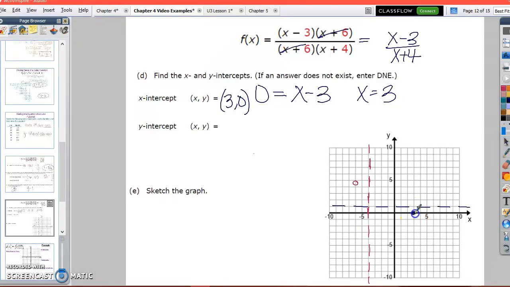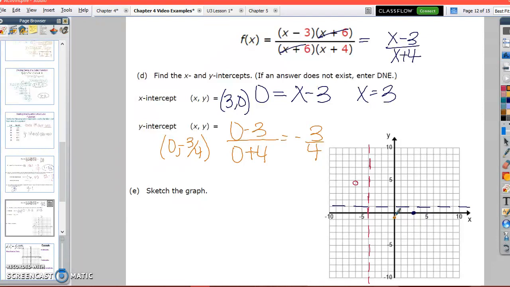Now that we have our x-intercept, our last thing to find is going to be our y-intercept. And to do that, I'm going to plug 0 in for our x values. So I'll have 0 minus 3 over 0 plus 4, which will give me a -3/4. Written as a point, we would write this as 0, -3/4. And from here, that's going to be right about there.